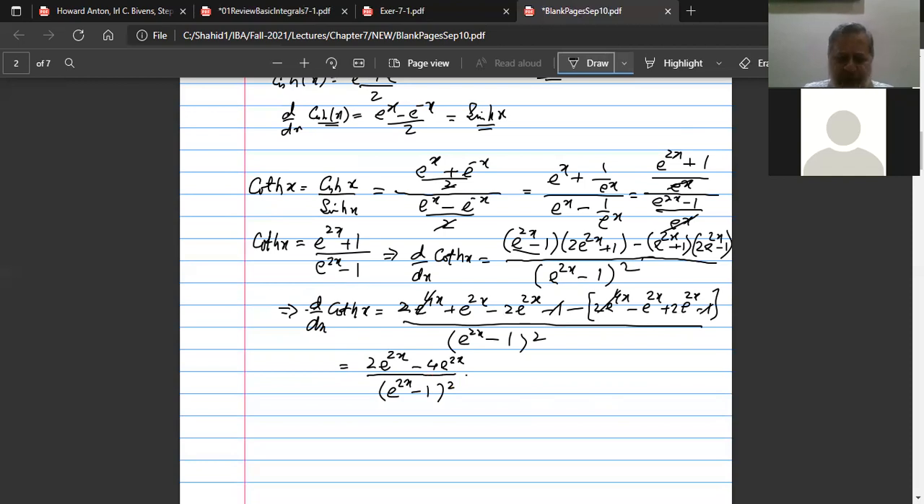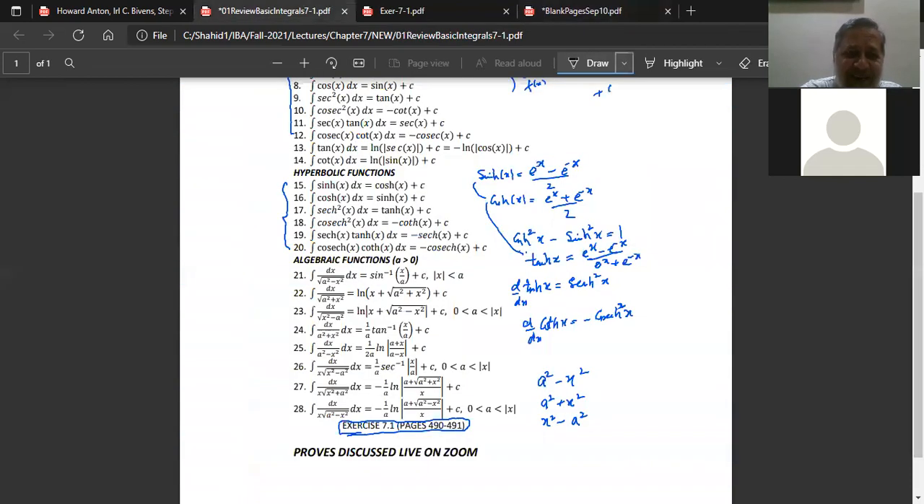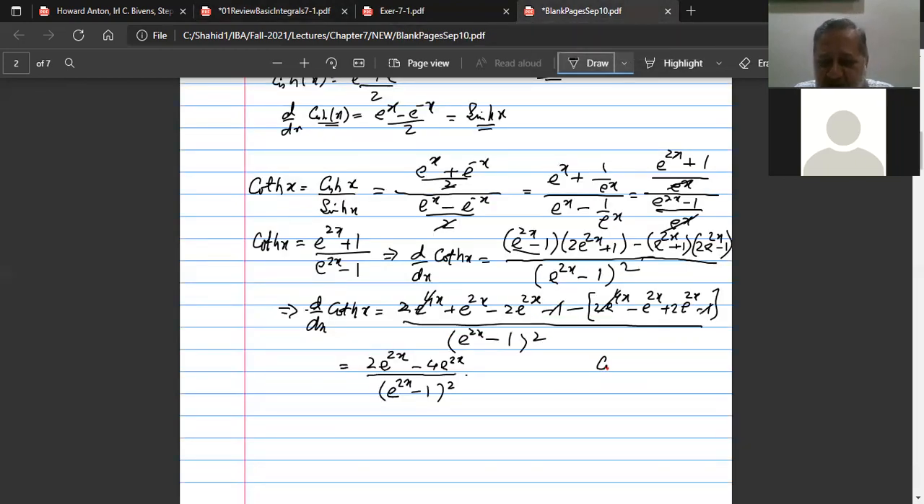Now, what can be done to reach the result that the derivative of cot hyperbolic should come out as cosecant hyperbolic square? So cosecant hyperbolic x should be what? 1 upon sine hyperbolic. And 1 upon sine hyperbolic means e power x minus e power minus x divided by 2. So 2 upon e power x minus e power minus x.